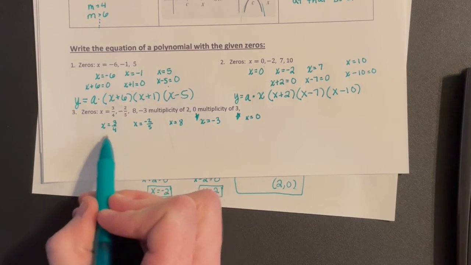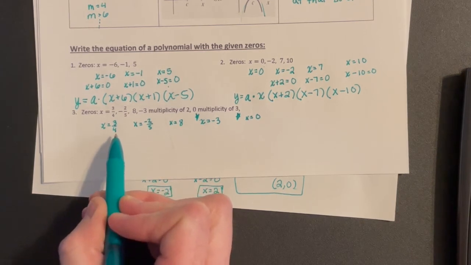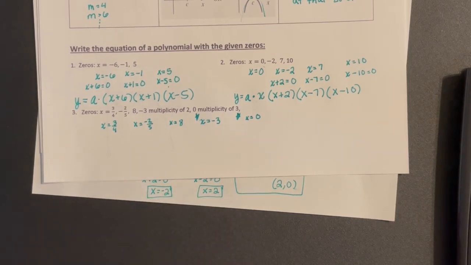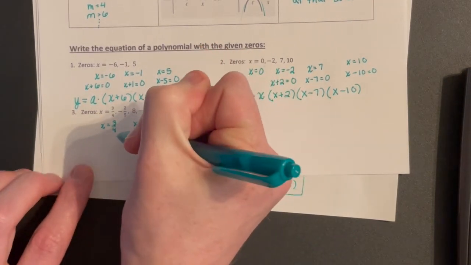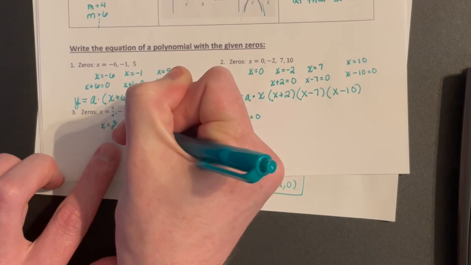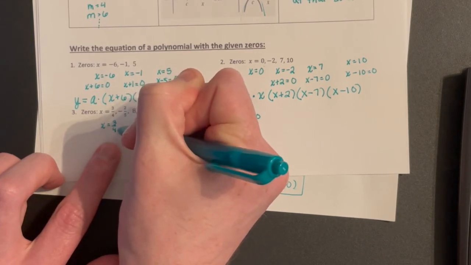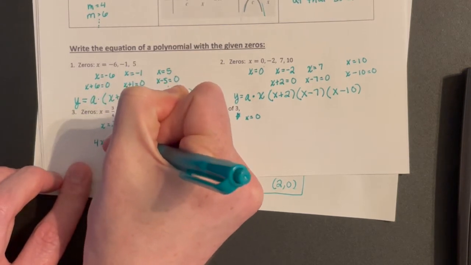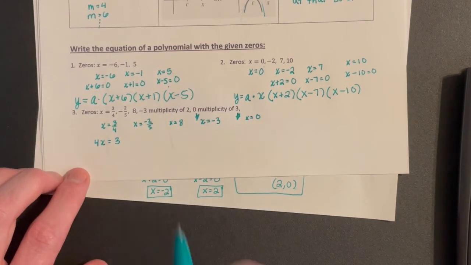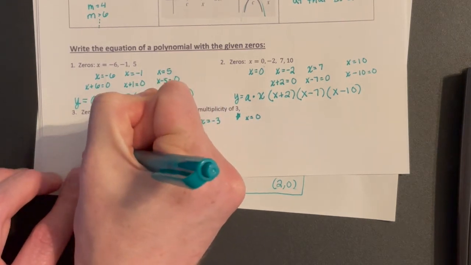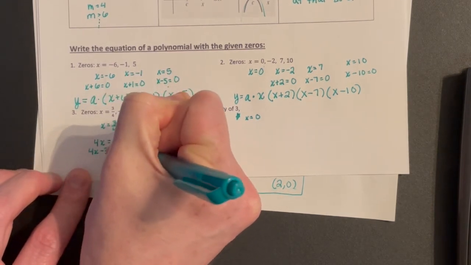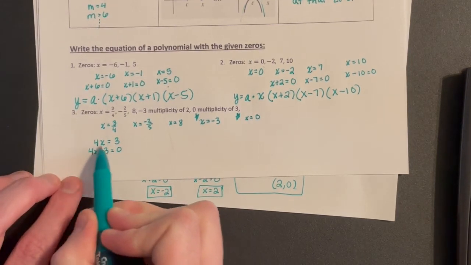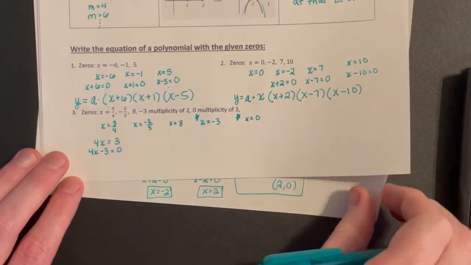So let's work backwards with this x equals 3/4. If I work backwards, I could subtract 3/4, but we really don't want fractions. So I'm going to undo this because the last thing that would have happened was this division by 4. So I'm going to multiply by 4, and I get 4x. Subtract 3, and now it's back to 0. The factor associated with this was 4x minus 3.